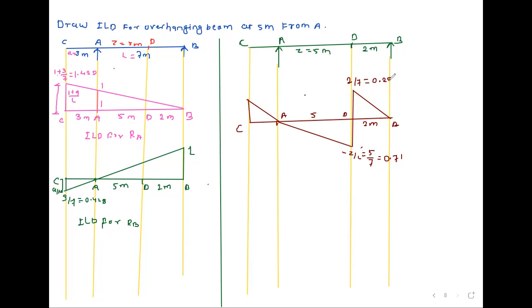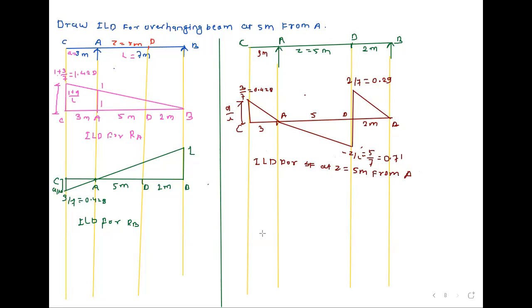Okay, 0.29. Now we have to calculate this value. It is the distance A by L. So this distance is 3 meter. So here A divided by L, so 3 divided by 7, which is equal to 0.428. This distance is 3 meter. So this is the ILD for shear force. ILD for shear force at Z, which is equal to 5 meter from A. Then we will draw ILD for bending moment.